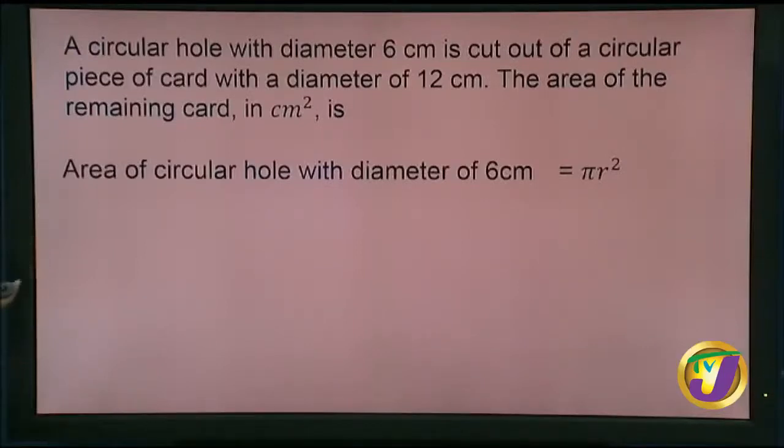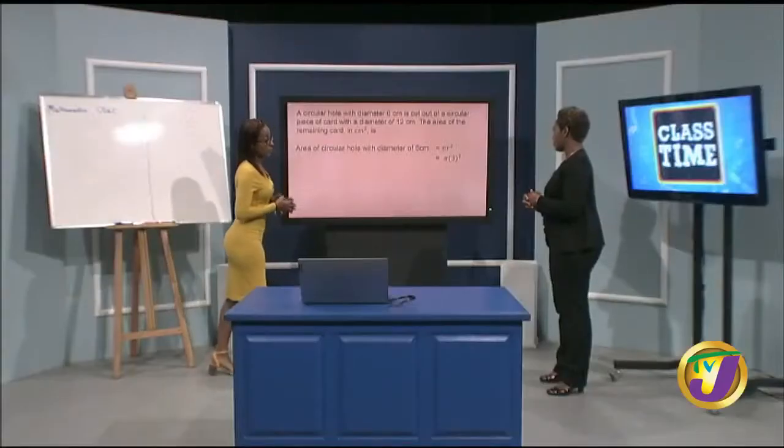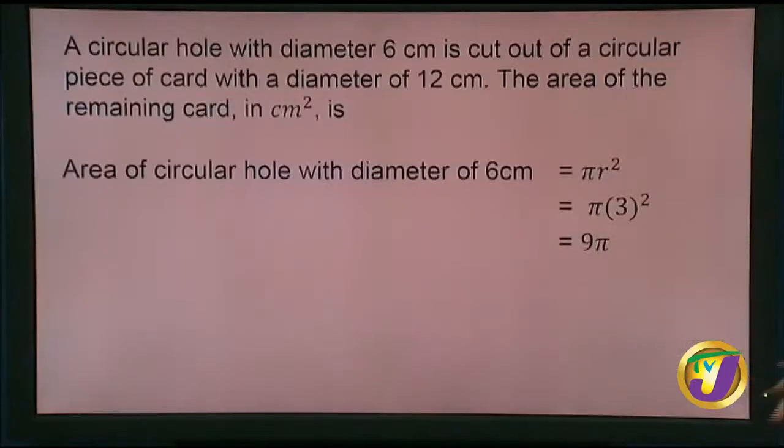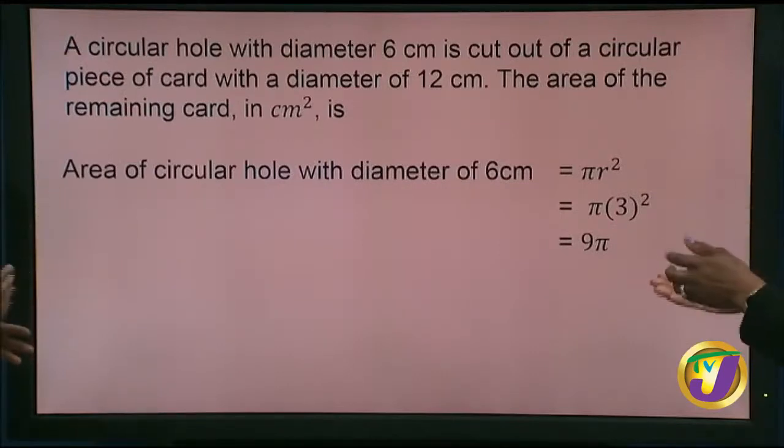We established that the diameter is 6 centimeters, so our radius would have been 3 centimeters. Great. So here it's pi, and we have our 3, the radius in brackets, squared. This gives us 9 multiplied by itself, so 9 pi. And this would have been the area of the circular hole with a diameter of 6 centimeters, the one that they cut out.